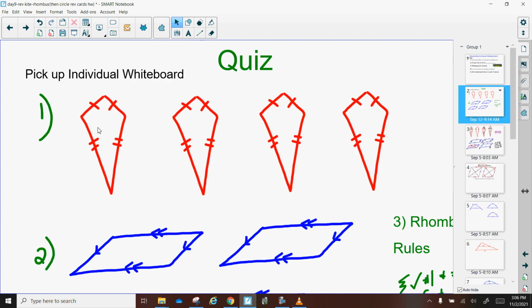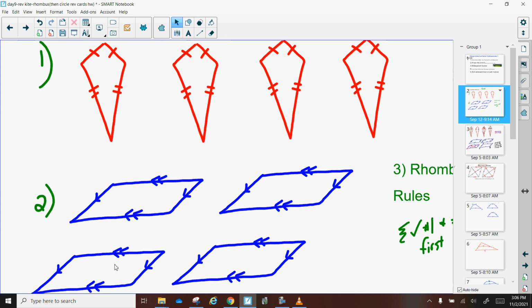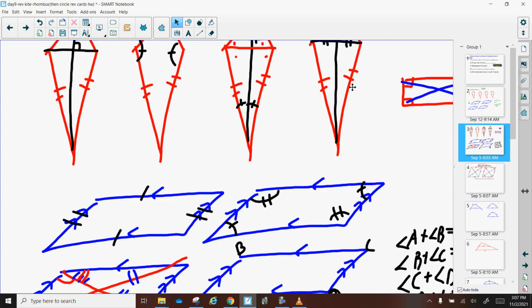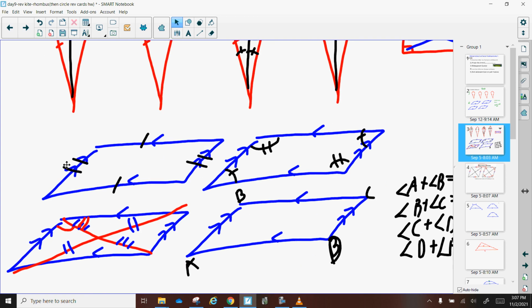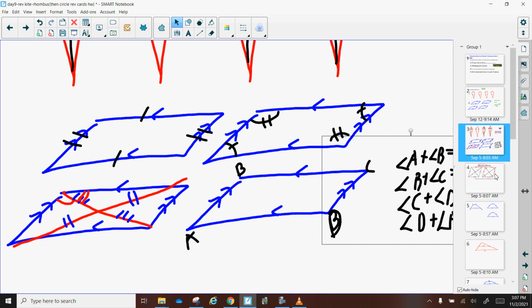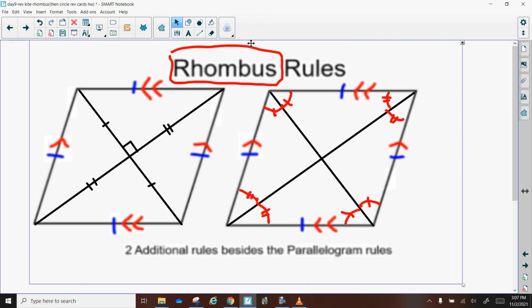Okay, you have 4 rules of a kite, and you have 4 rules of a parallelogram. The 4 rules of a kite: diagonals are perpendicular, non-vertex angles equal, vertex angles bisected, and non-vertex angle diagonal is bisected. In a parallelogram: opposite sides equal, opposite angles equal, consecutive angles are supplementary, diagonals bisect each other. Then we got special. We went to a rhombus.